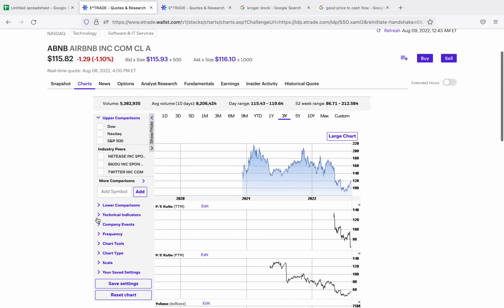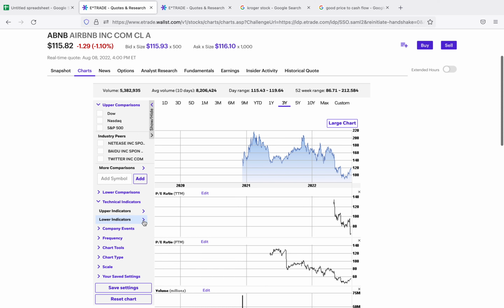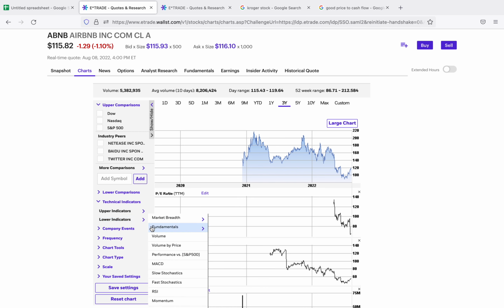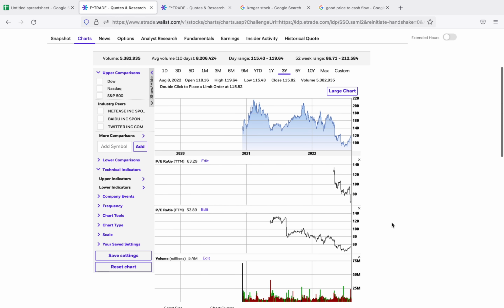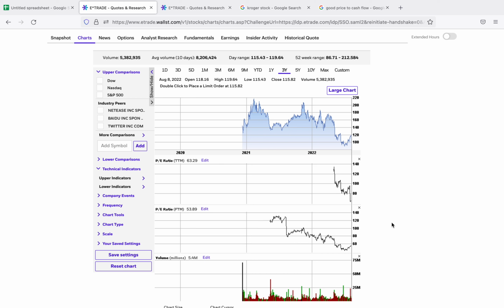Airbnb, we're going to look at the technical indicators, lower indicators, and here fundamentals. And you're going to see the trailing 12 months, TTM, and the future 12 months, FTM. Now, of course, the future 12 months is based on projections, projected earnings. That has a higher likelihood of being wrong. And in this case, I actually think it's really wrong.